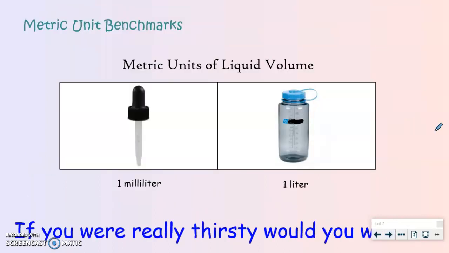So another way that we use the metric system is to measure liquid volume. The primary units here are the milliliter and the liter. Okay, and so the milliliter is going to be much smaller. If you've ever had to take medicine in a dropper before, the dropper holds about 1 milliliter of liquid. And so a milliliter is not a whole lot. It's just a few drops from a dropper similar to this.